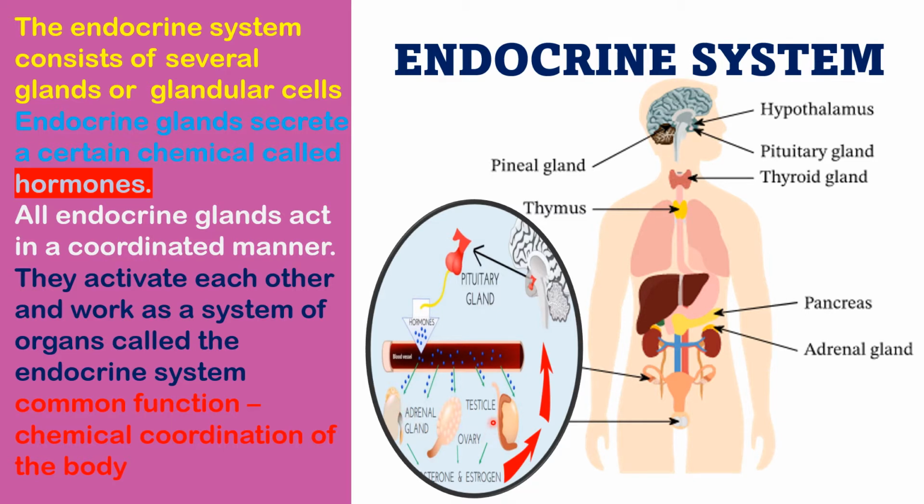What is the main function of this endocrine system? Chemical coordination of the body. That is the main function of the endocrine system. Chemical coordination. Very important.